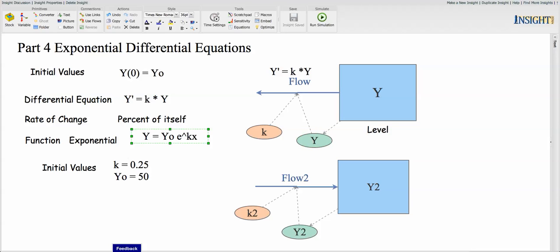We don't have to program y equals e to the kx. We do the differential, and then the computer takes care of the integration of y. That's what the level is. It's the accumulation, the integration of the differential equation that's in the flow for both of these. And that completes part 4 of our differential equations.